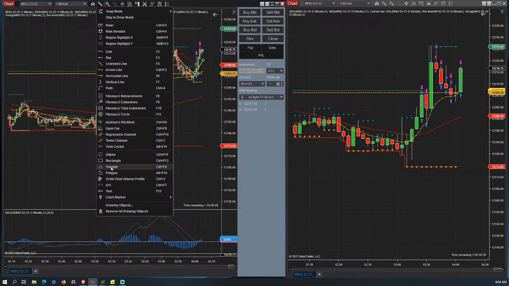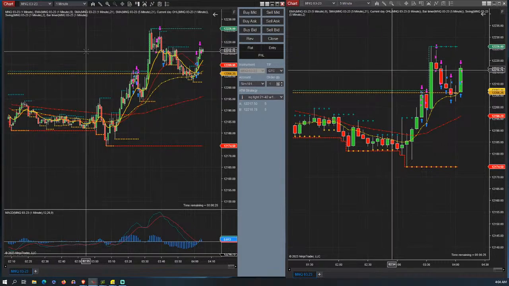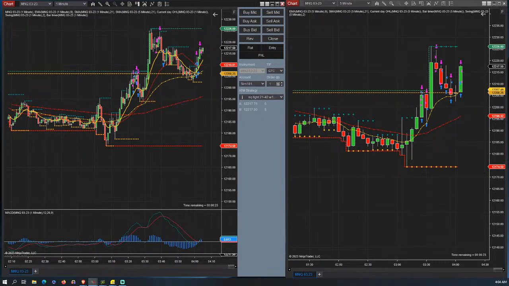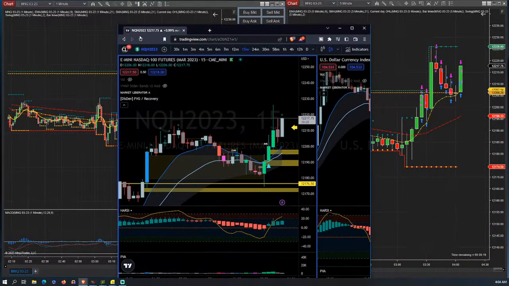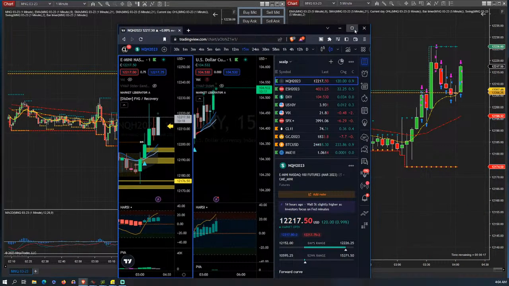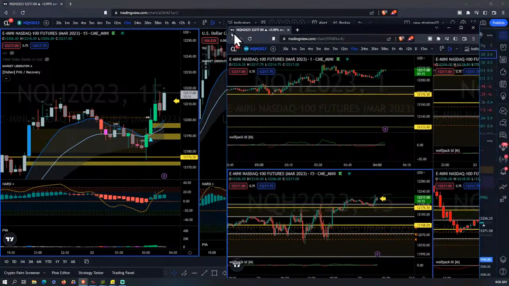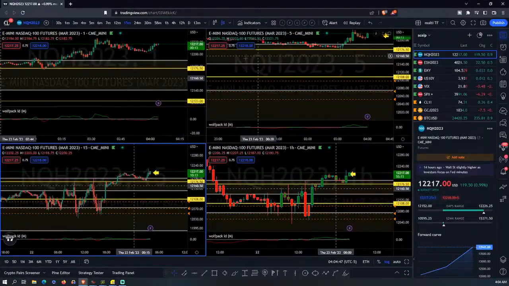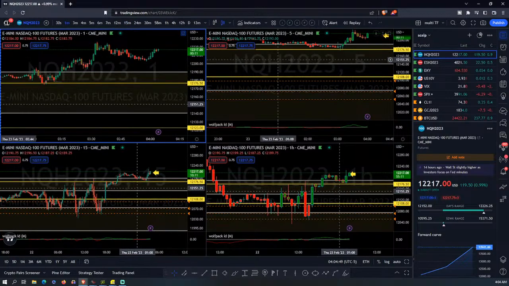I gotta learn how to use NinjaTrader a little better. Otherwise, I'd be drawing a lot more on charts. That's a good or bad thing. Some people hate clutter. Like clutter. Where's my clutter chart? There's my clutter chart. Yeah, this looks like a mess, but it's organized chaos.